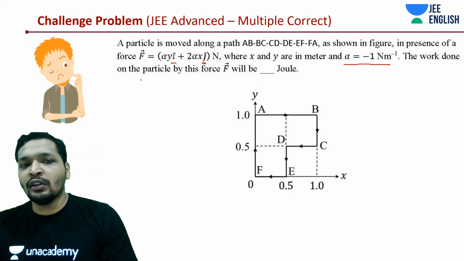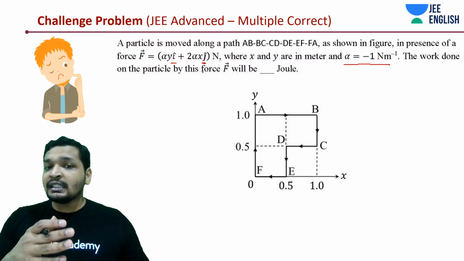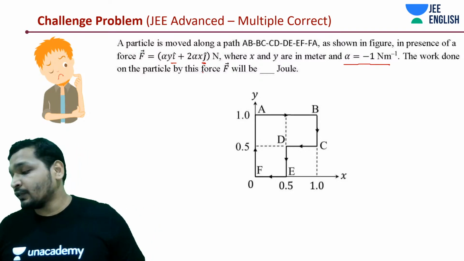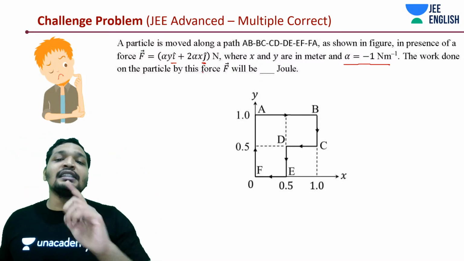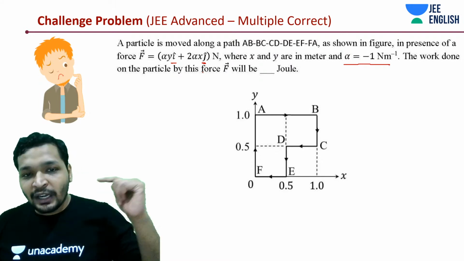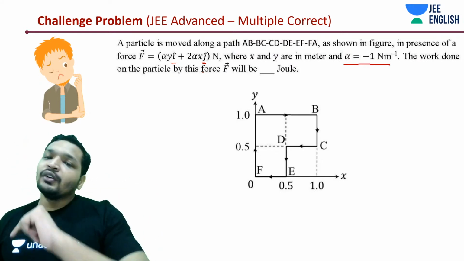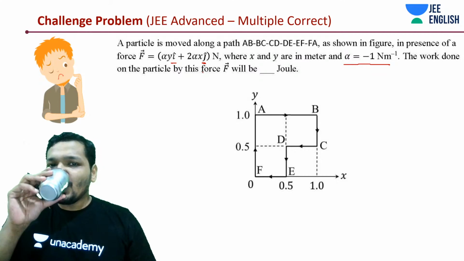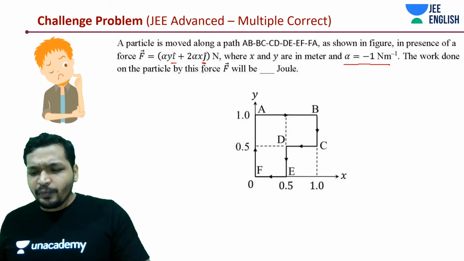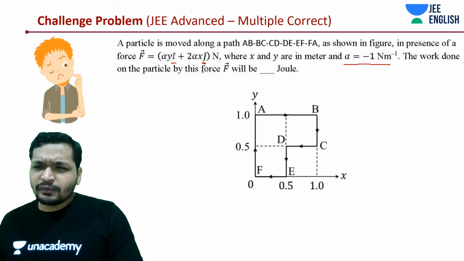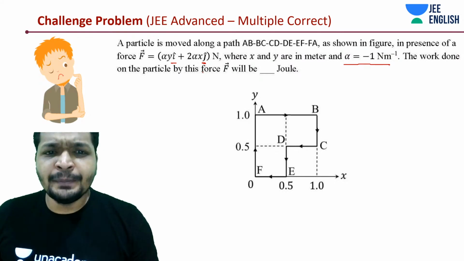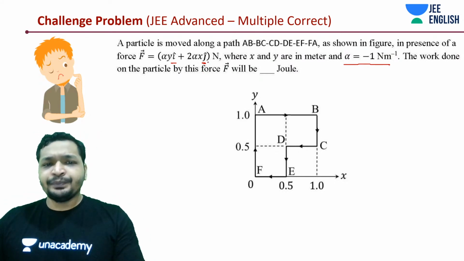The work done on the particle. So we have entered the integer type questions, which is going to be the easiest part of the entire JEE Advanced. The reason is you don't have to analyze multiple things. One direction you move, you get a good amount of marks. And alpha is equal to -1 Newton per meter. Okay, so let's do this question.